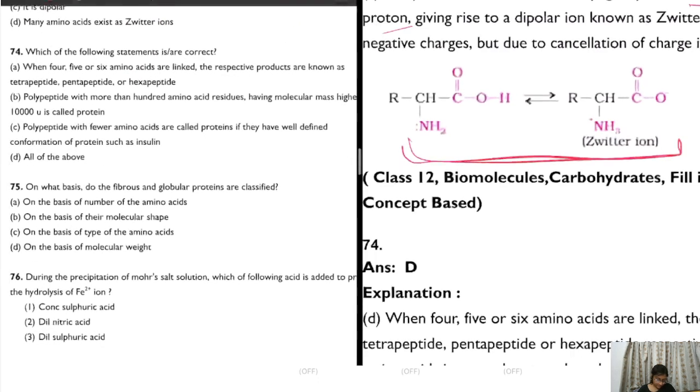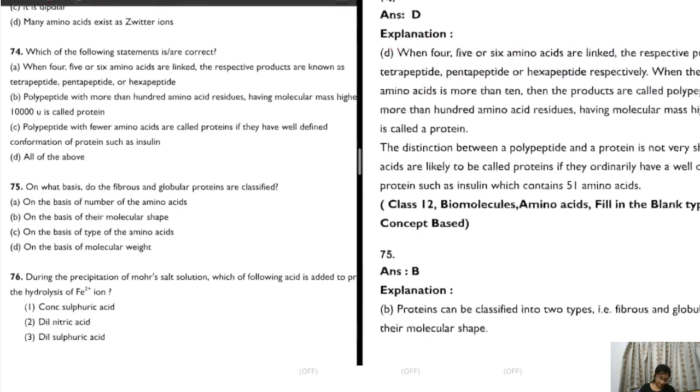Which of the following statements is are correct? We have to tell the correct statement. When four, five, six amino acids are linked, then the respective products are known as tetrapeptide, pentapeptide, hexapeptide. See, tetra is for 4, penta is for 5, and hexa is for 6. And peptide we add for the amino acid. So, yeah, this is correct.